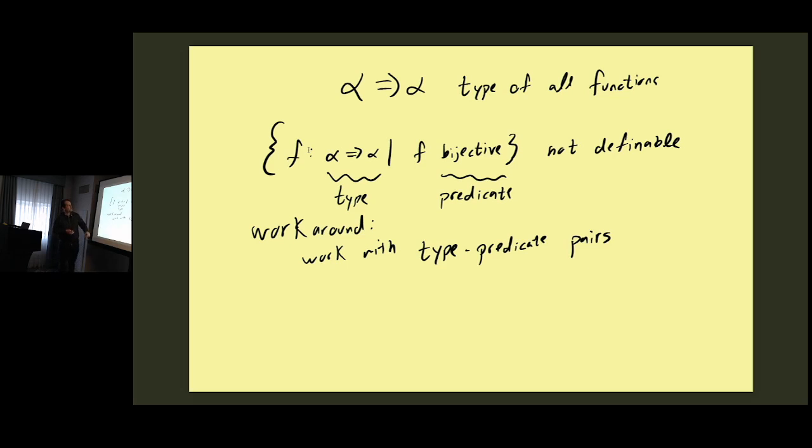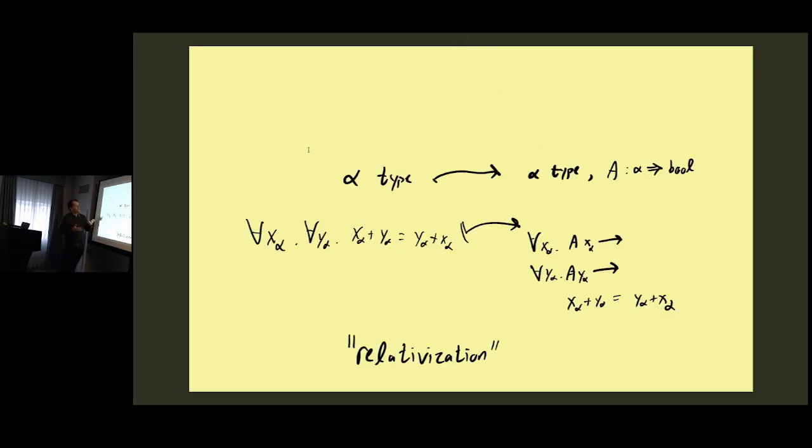But what we can do when working in higher order logic is to break these up into 2 parts and say, we can just carry around both the type, in this case alpha to alpha, and a predicate on it, such that the elements are bijective, for instance. And then we can work directly with these type-predicate pairs. We'll take statements in the theory that use types, such as, we have alpha as a type, and then a statement saying some addition operation is commutative. So we would say for all x and y in alpha, x plus y equals y plus x.